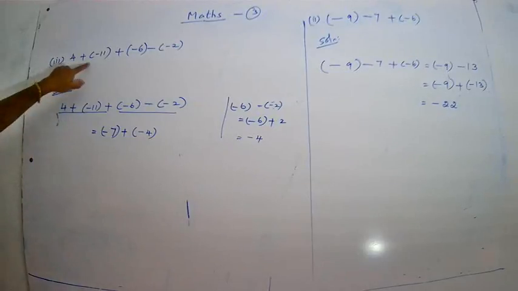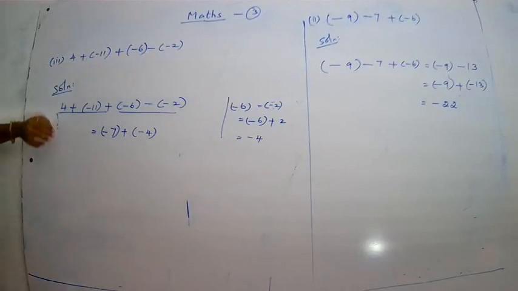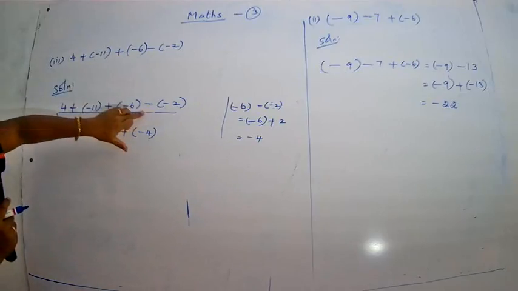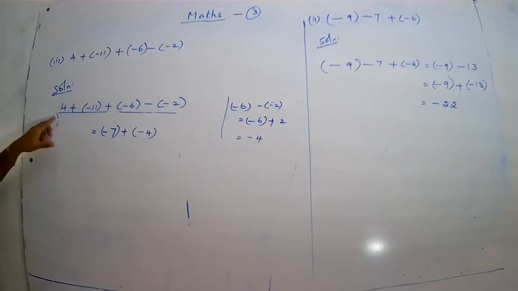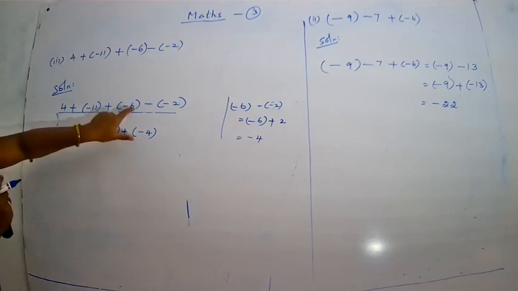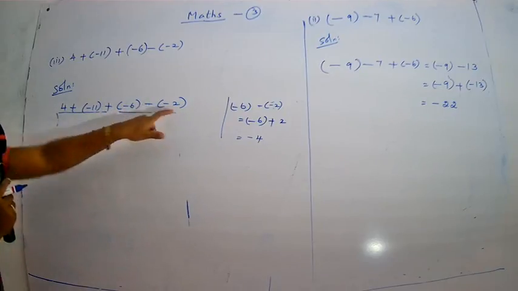First, you see that 4 integers are there, so you separate 2 integers. This is the addition, and this is the negative, that is the subtraction sum. So first you find the addition: 4 plus minus 11. So what is the answer? Minus 7.